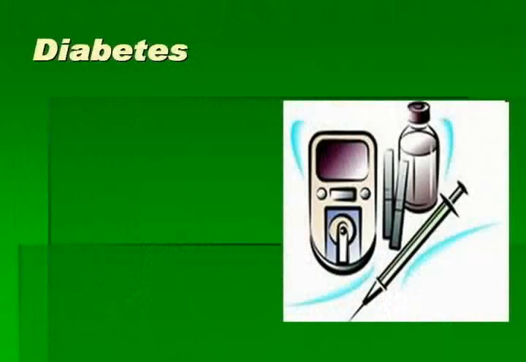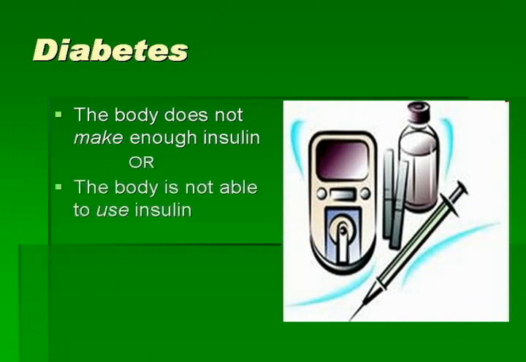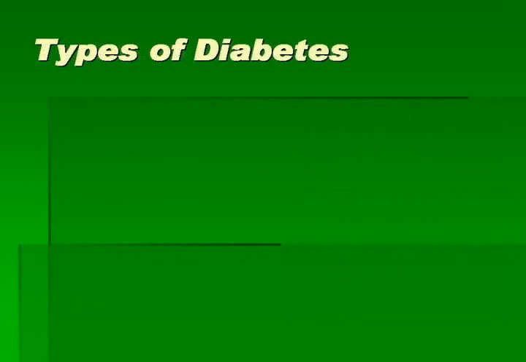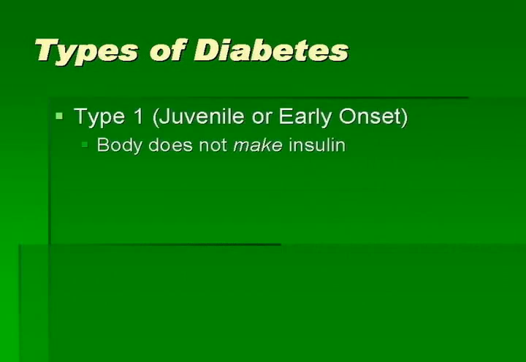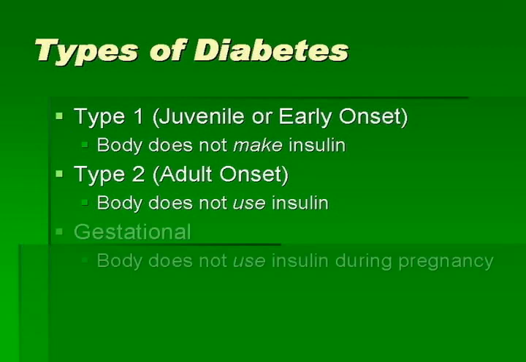Diabetes is a group of diseases that occur when the body either does not make enough insulin or is unable to use the insulin it makes properly. Insulin is a hormone that helps your body use glucose or sugar from the foods that you eat to provide energy for all of the cells in your body. There are 3 common types of diabetes. Type 1 diabetes, which used to be called juvenile or early onset diabetes, occurs in people whose bodies do not make enough insulin. Type 2 diabetes, also called adult onset diabetes, occurs in people whose bodies cannot use insulin. Gestational diabetes is a type of diabetes that occurs when a woman's body cannot use insulin during pregnancy.